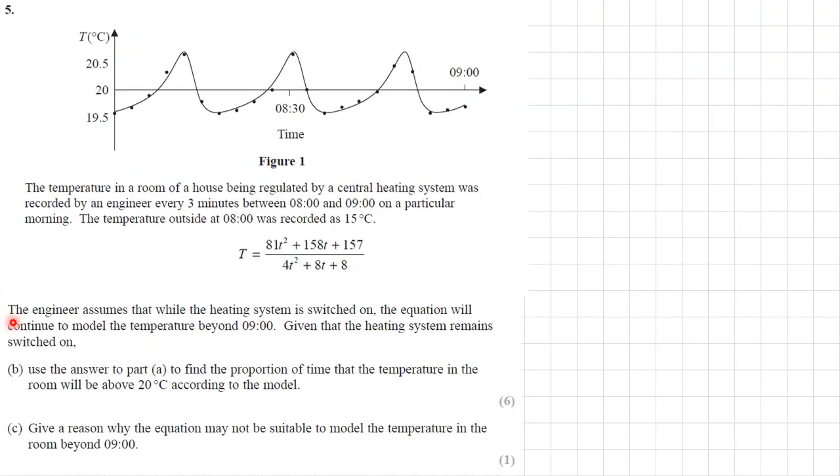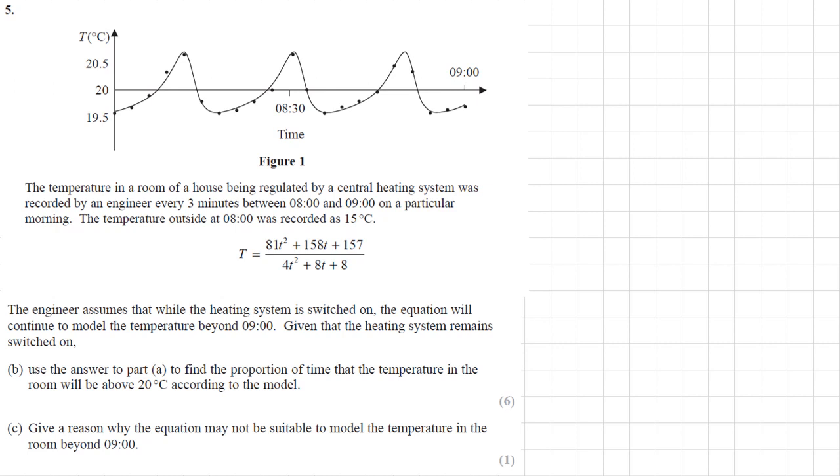Let's continue. The engineer assumes that while the heating system is switched on, the equation will continue to model the temperature beyond 9 o'clock. Given that the heating system remains switched on, what we need to do in part B is use our answer to part A to find the proportion of time that the temperature in the room will be above 20 degrees Celsius according to the model.